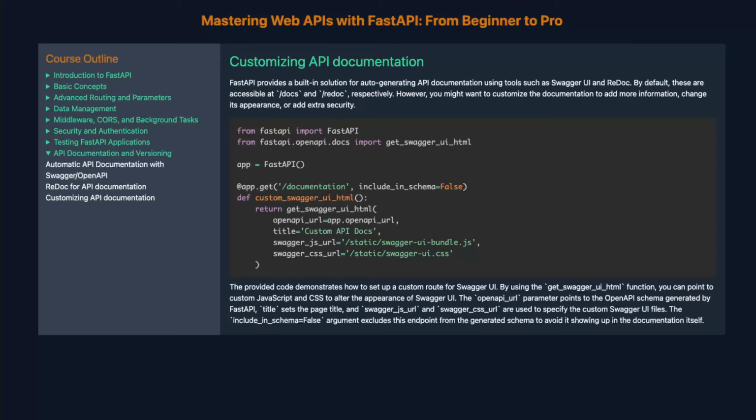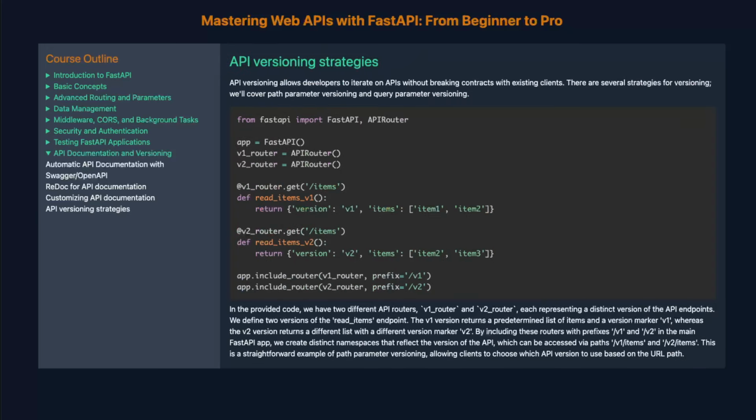API versioning strategies. API versioning allows developers to iterate on APIs without breaking contracts with existing clients. There are several strategies for versioning, we'll cover path parameter versioning and query parameter versioning. In the provided code, we have two different API routers, v1_router and v2_router, each representing a distinct version of the API endpoints. We define two versions of the read items endpoint.